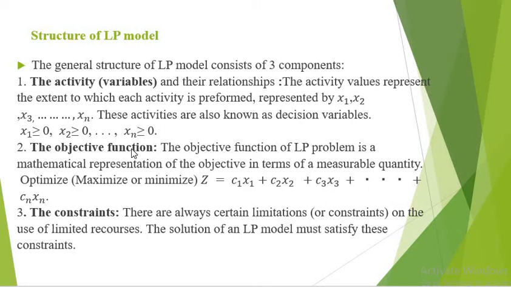The second component is the objective function. The objective function of LP problem is a mathematical representation of the objective in terms of a measurable quantity such as profit, cost, revenue, distance, etc., which is represented by optimize or maximize or minimize z equal to c1x1 plus c2x2 plus c3x3 plus etc. cnxn, where z is the measure of performance variable. C1, C2, etc., Cn are parameters or uncontrollable variables that give the contribution of a unit of respective variable x1, x2, etc., xn to the measure of performance of z.